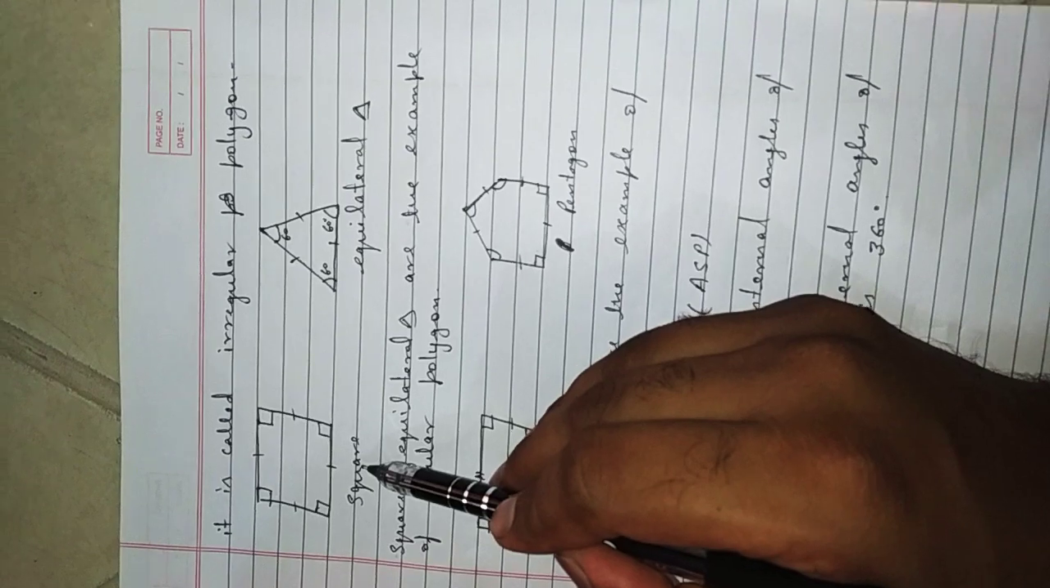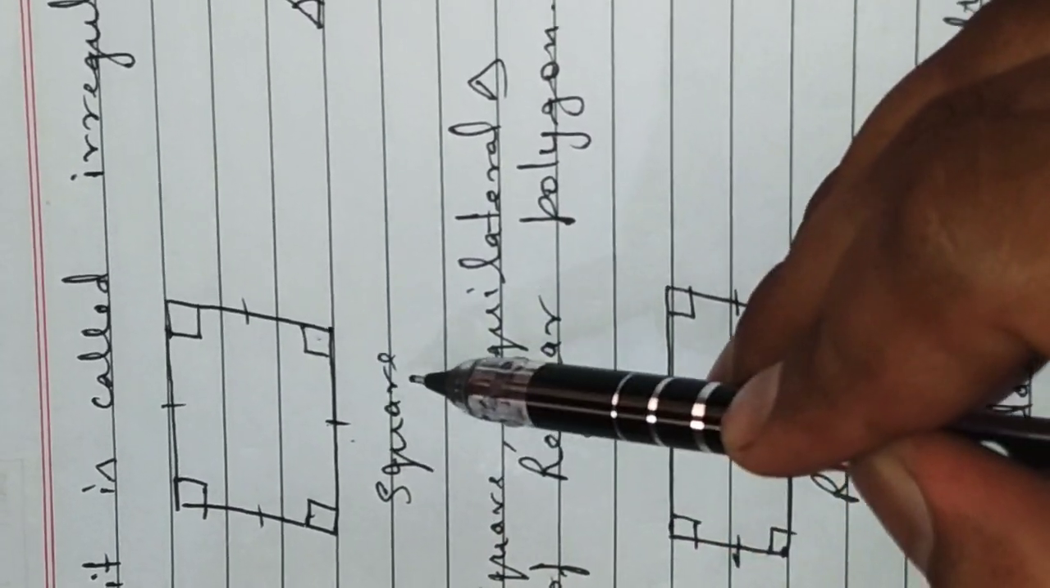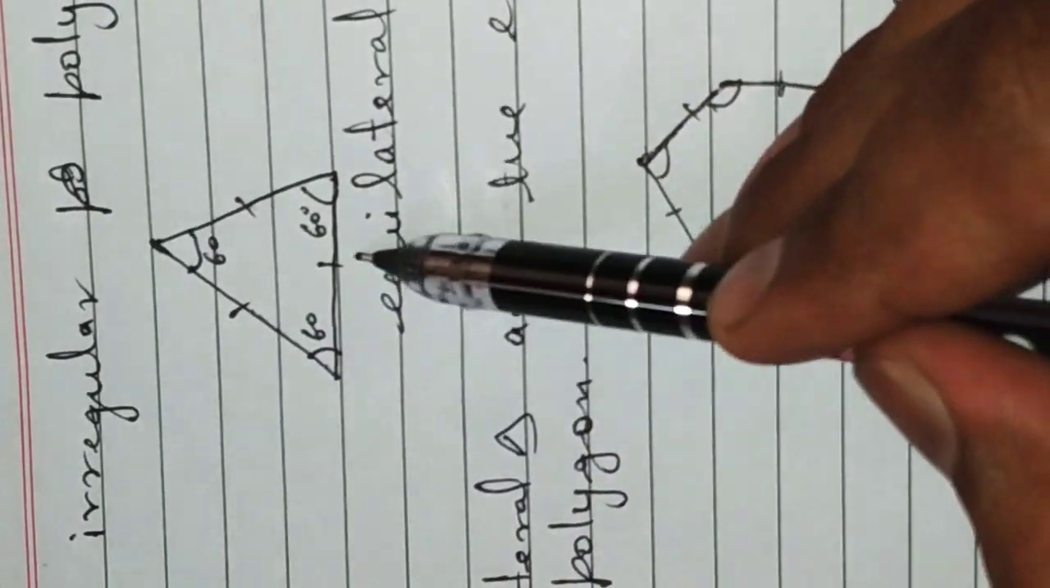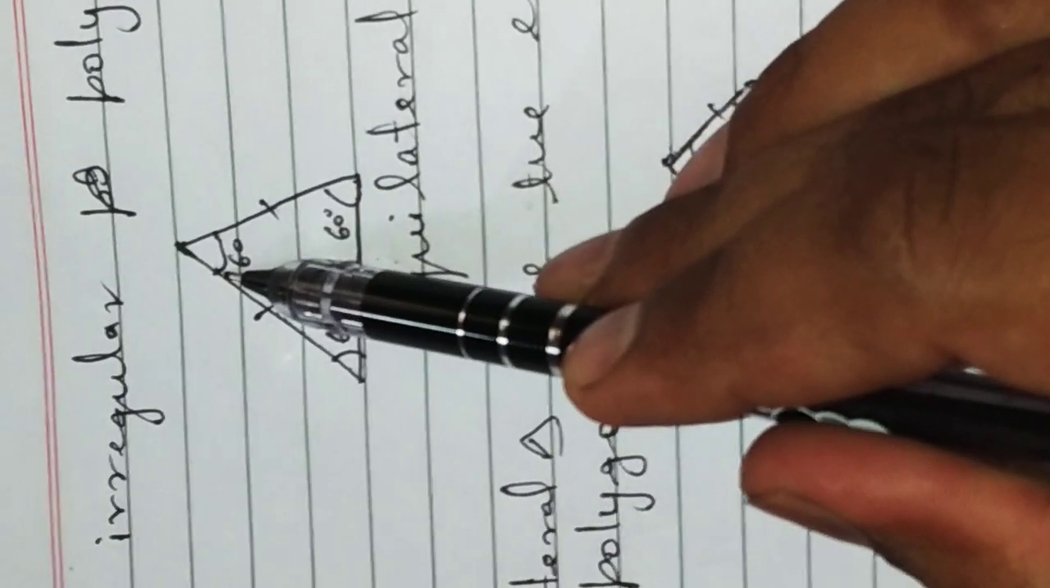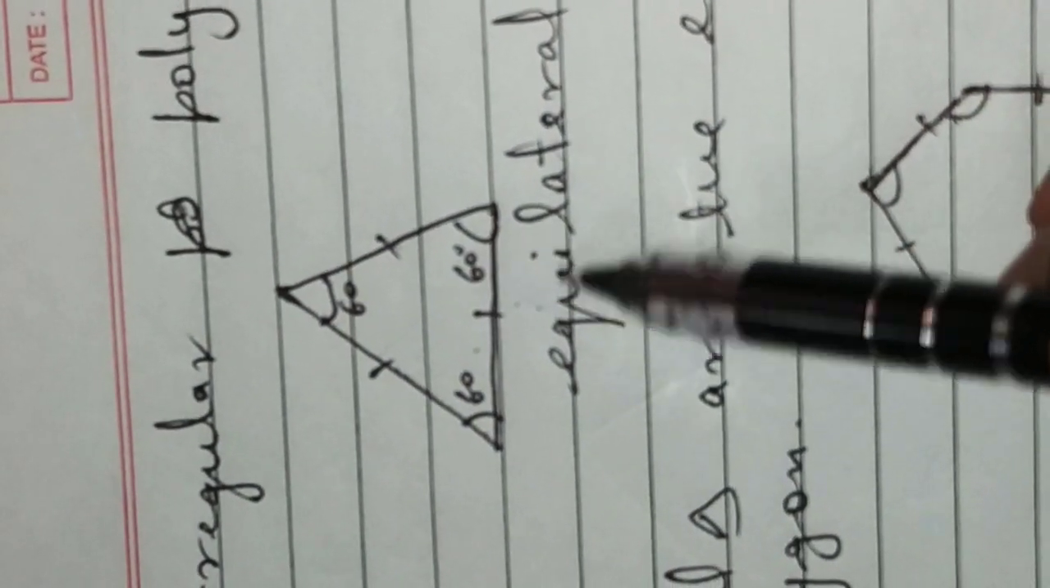For example, in a square, all sides are equal and all angles are 90 degrees, meaning all angles are equal and all sides are equal. So a square is a regular polygon. In an equilateral triangle also, all three sides are equal and all angles measure 60 degrees, meaning all sides are equal and all angles are equal. So an equilateral triangle is a regular polygon.